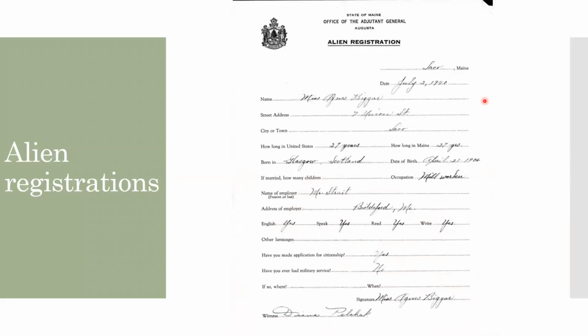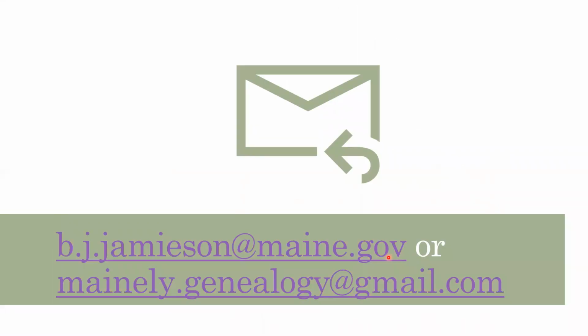And here's another one, again, exact date of birth. She's working in a mill. She's living in Saco, but works in the neighboring town of Biddeford. She has actually started the process of naturalization, but obviously because she's in the alien registrations, that has not been finished. So those are the basic places I look for information.